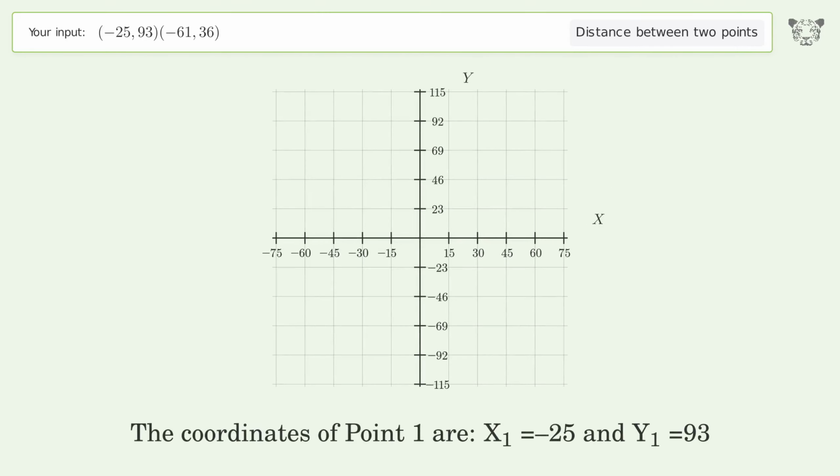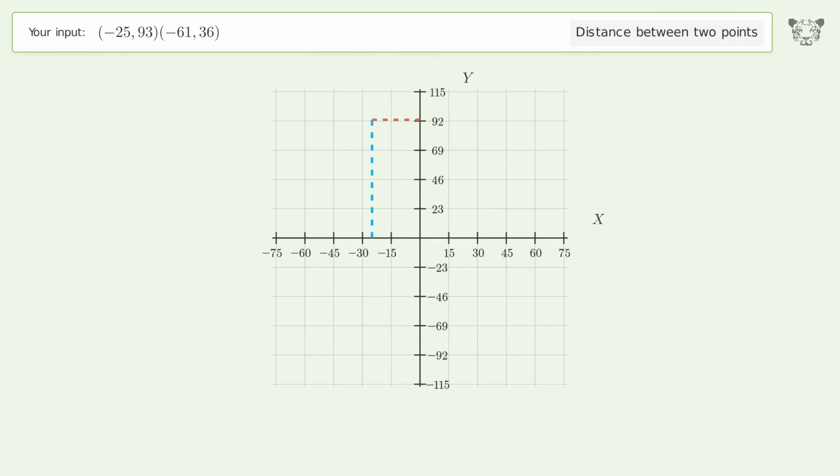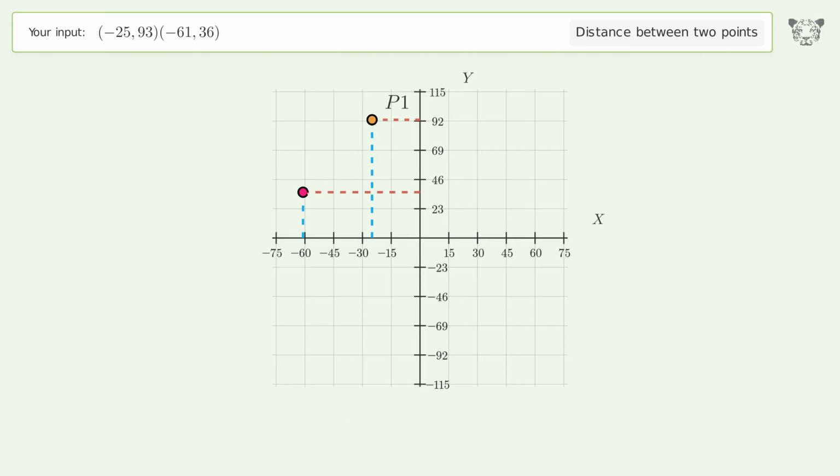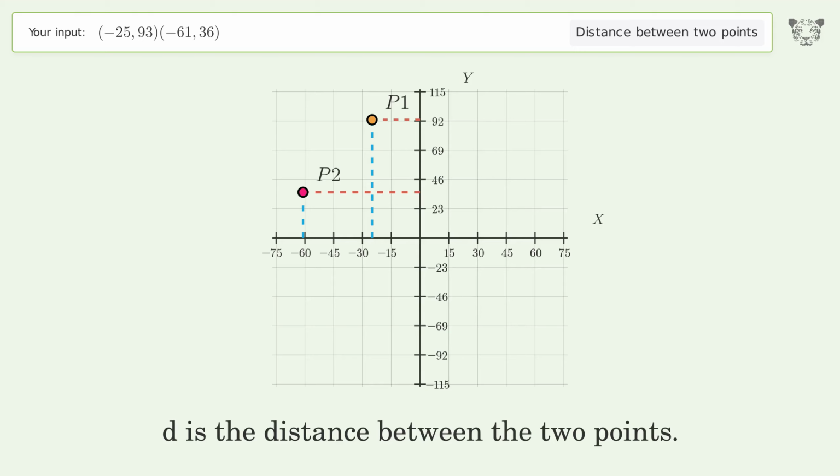The coordinates of point 1 are, x1 equals -25 and y1 equals 93. The coordinates of point 2 are, x2 equals -61 and y2 equals 36. D is the distance between the 2 points.